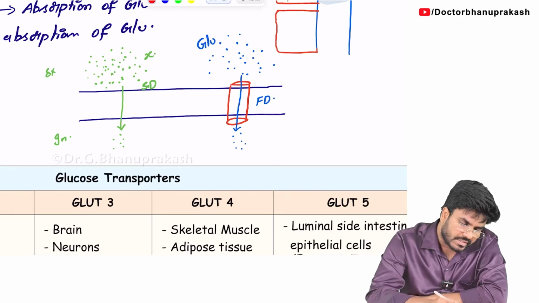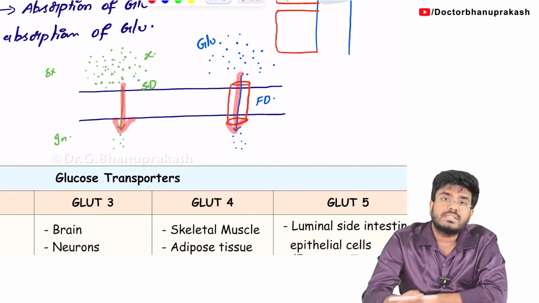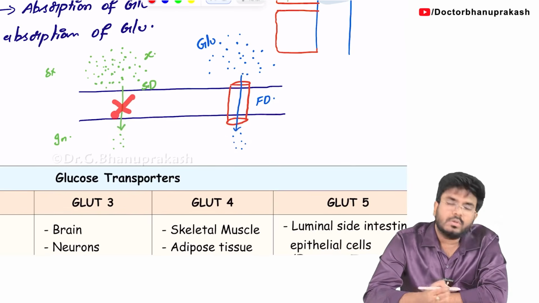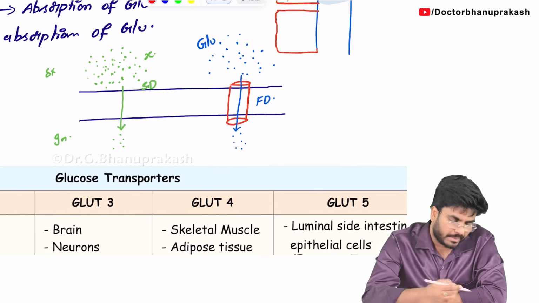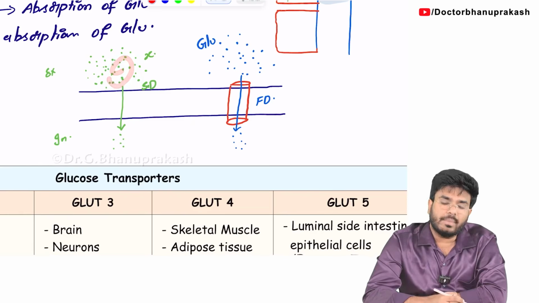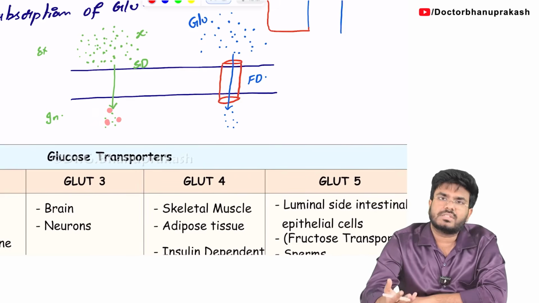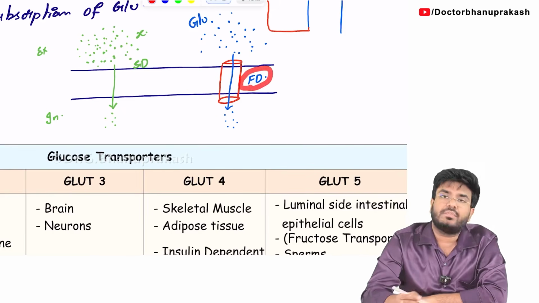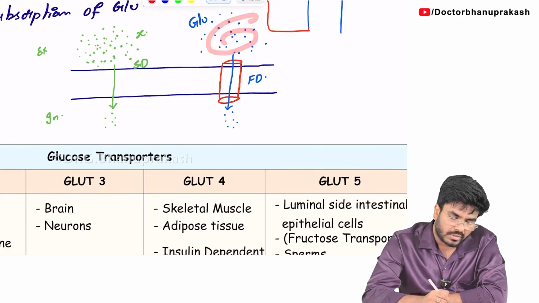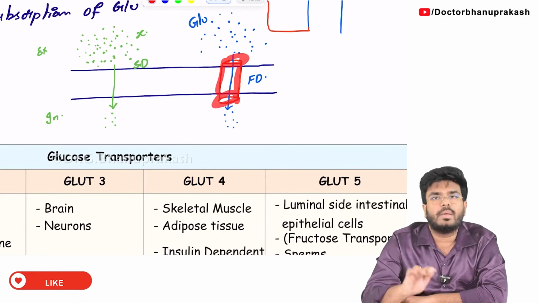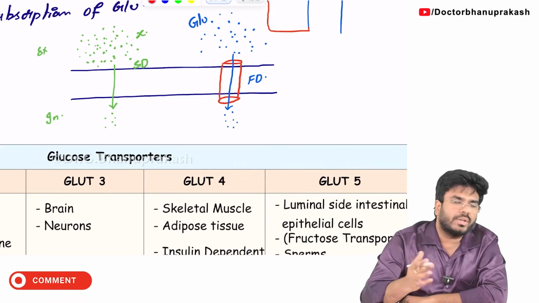Now tell me, what is the difference between simple diffusion and facilitated diffusion? Sir, in simple diffusion, there is no protein involved. Simply the substance is moving from high concentration to low concentration, that's it. But in facilitated diffusion, the substance is still going from high concentration to low concentration, but it is being facilitated with the help of a protein, maybe a carrier protein or a channel protein.